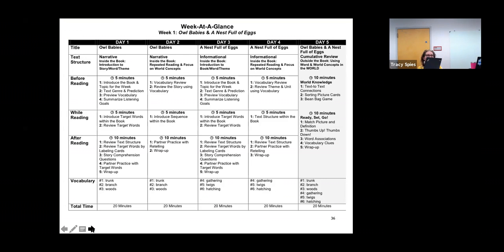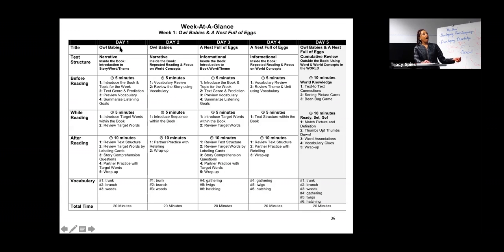The connection. Right, okay. So here's an example of our 5-day scope and sequence. You've probably seen this in the curriculum development class. I have found 5 days to be sufficient to go in depth on a topic related to a theme. Here we're looking at 2 books, Owl Babies and A Nest Full of Eggs. Owl Babies is a storybook, and A Nest Full of Eggs is informational text.